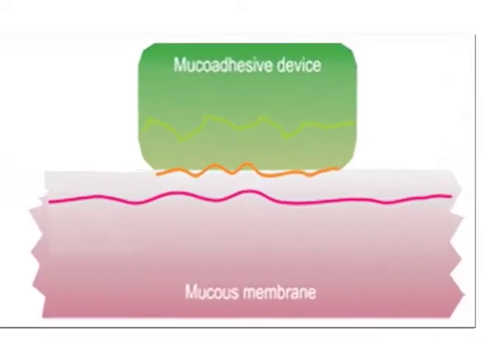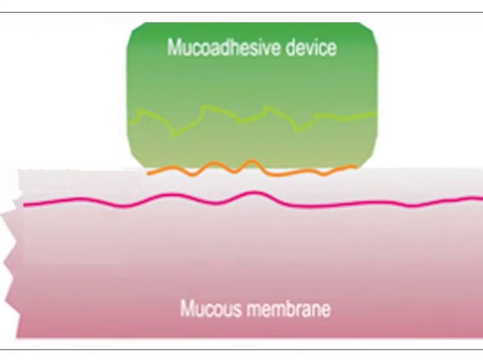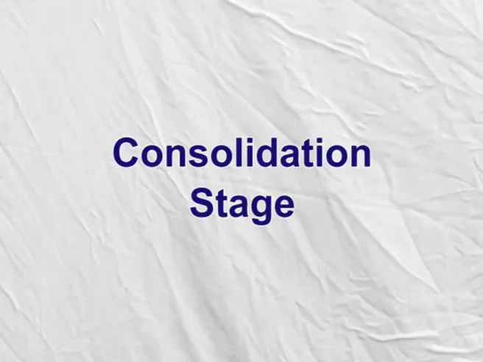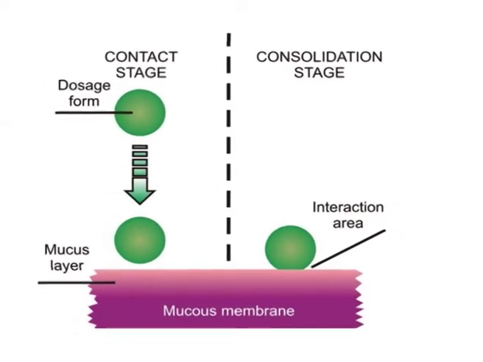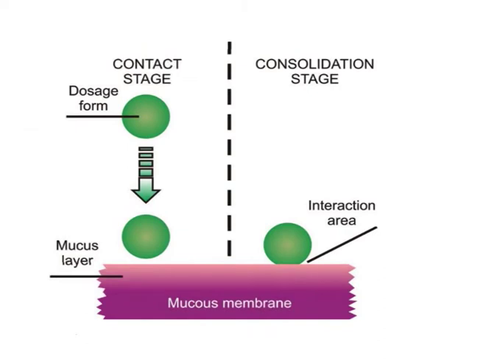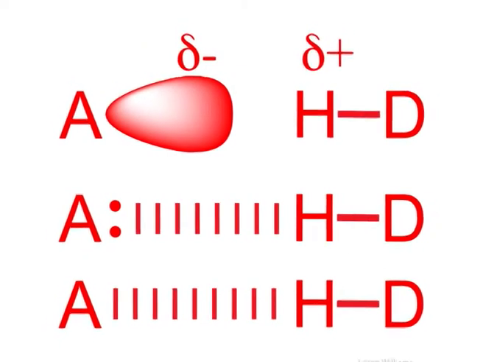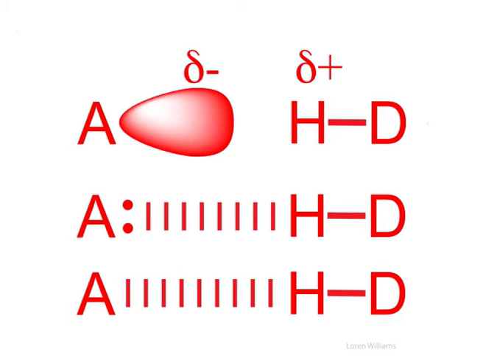So, there are 2 basic steps required for mucoadhesion. First one is the contact stage. An intimate contact is formed between the mucoadhesive and the mucous membrane. Second step is the consolidation stage. In this stage, the mucoadhesive materials are activated by the presence of moisture, and moisture plasticizes the system, allowing the mucoadhesive molecules to break free and to link up by weak van der Waals and hydrogen bonds.